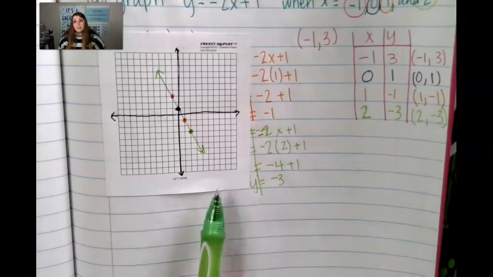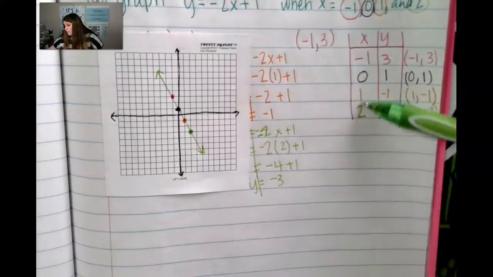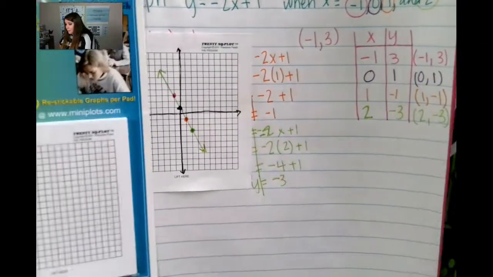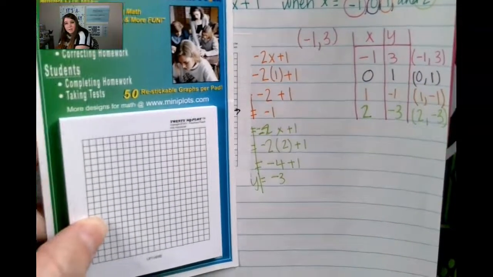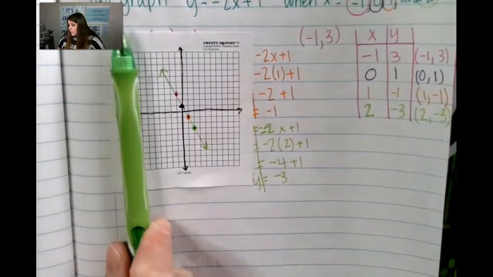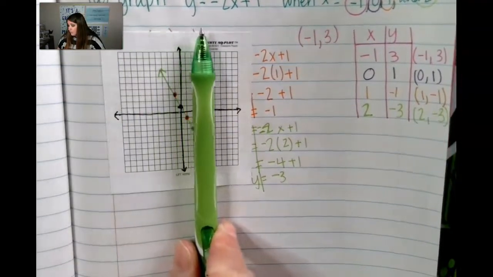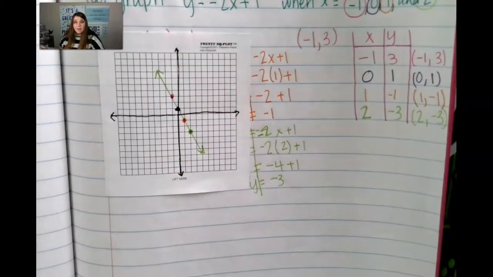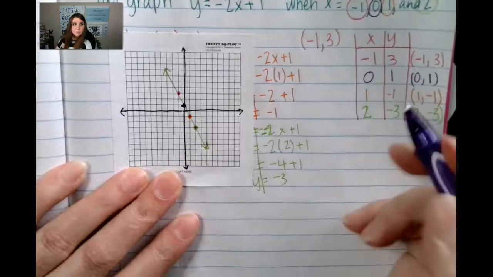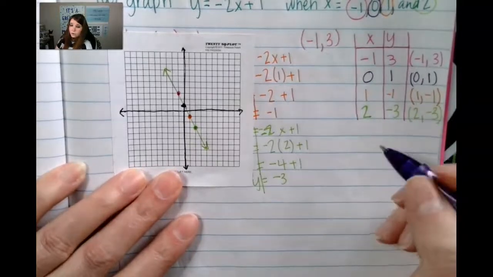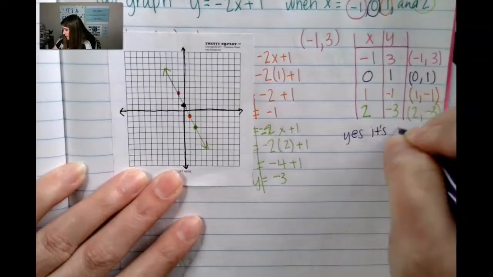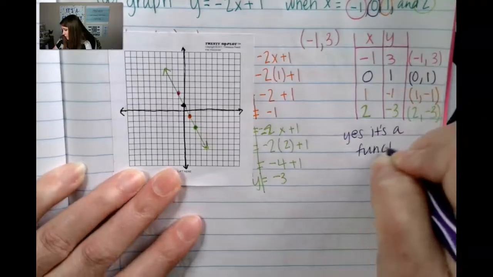Again, this is a function because none of those values in the x repeat. It forms a line that does not touch on the x-axis a second time. So if I were to do the pencil test, it only hits the line at one point on the x value. So this is a function. So we can determine if it's a function or not. So this one is yes, it's a function.